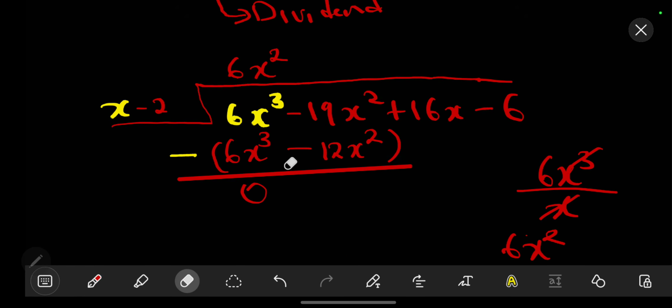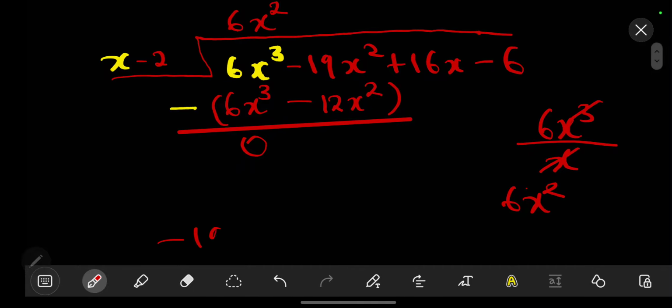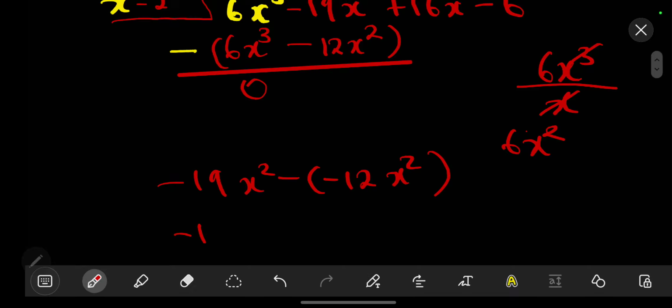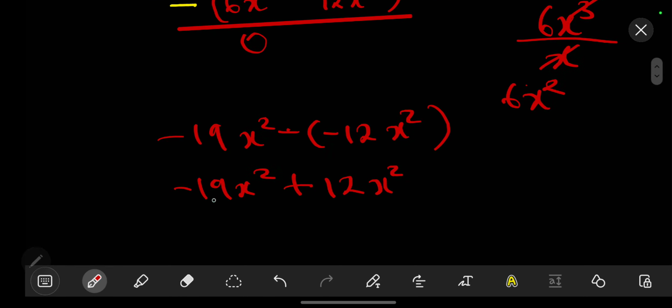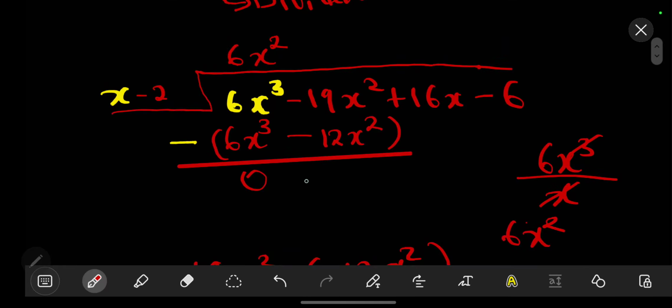Then you are going to subtract 19x squared minus negative 12x squared. This is the same as having negative 19x squared minus, open brackets, negative 12x squared. So we are going to have a negative 19x squared, and then plus 12x squared. When you add negative 19 plus 12, this will give us a negative 7x squared. So we write it here: negative 7x squared, like that.